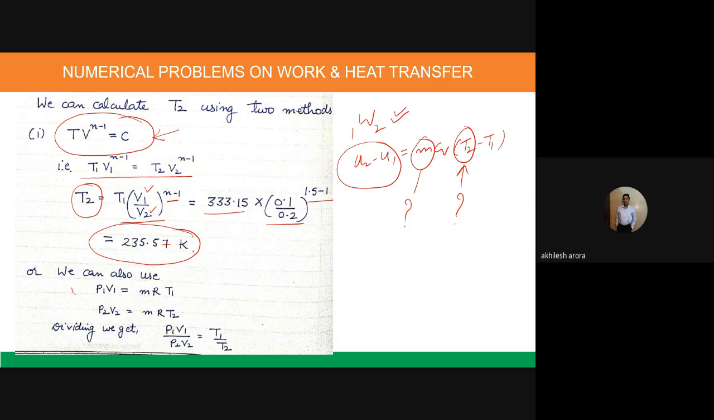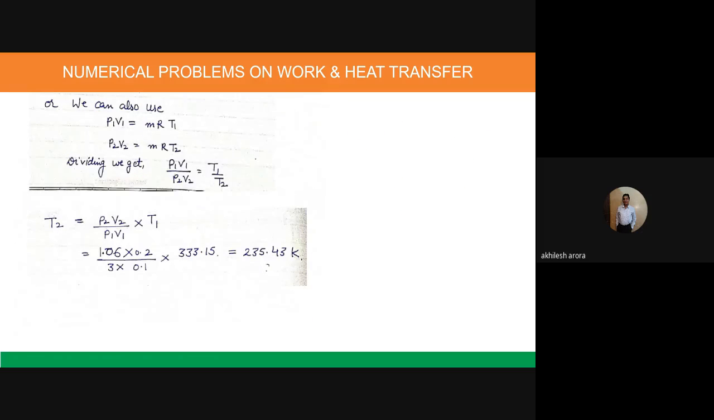See, this is one way of calculating the value of T2 or temperature at the state point 2. We could have also used the ideal gas equation, which is P1 V1 is equal to m R T1 and P2 V2 equal to m R T2. When we divide both these equations, m R and m R cancel out and we are left with P1 V1 upon P2 V2 is equal to T1 by T2. And from here, we can calculate the value of T2, which is equal to P2 V2 over P1 V1 into T1. Now you can put all the values: P2 is 1.06, P1 is 3, V2 is 0.2, V1 is 0.1, temperature is 333.15. So this is the value of temperature T2.